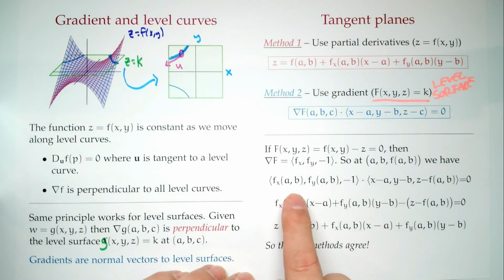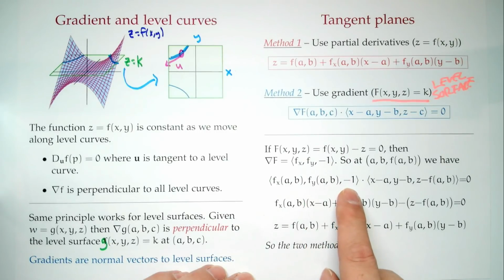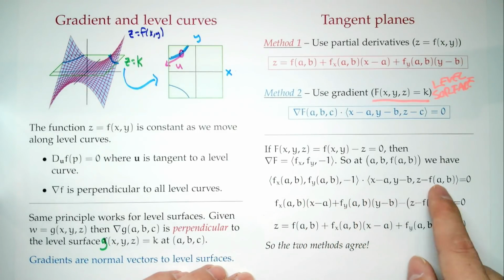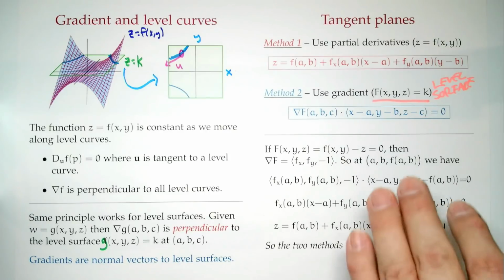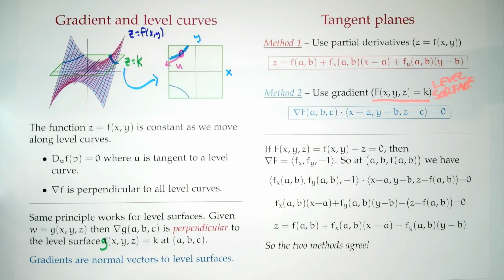So you take your gradient dot x minus a, y minus b, z minus what z should be, f of a, b. You rewrite it, rearrange it, lo and behold, this pops out. So you get the same answer. But you should get the same answer because they're finding the same thing. Let's do an example. I like examples. Any questions? I hope that the example will help shed insight.